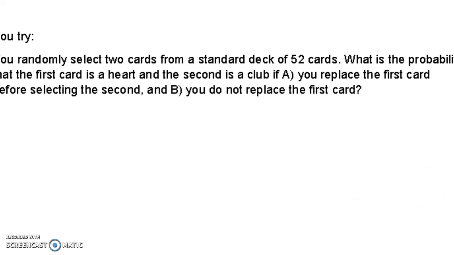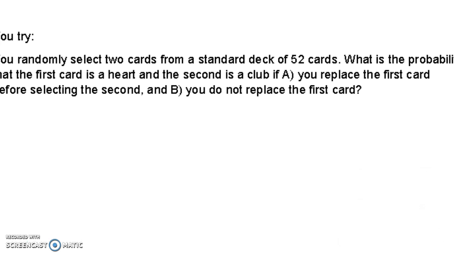So the probability that the first card is a heart. Okay, so there's 4 suits: hearts, diamonds, clubs, and spades. So it would be 1 out of 4, 13 out of 52, probability that it's a heart. Now we put that card back, still 52 in the deck, and so there is a 1 in 4 chance that the card we select second is a club. So 1/4 times 1/4 equals 1/16 is the probability of randomly selecting 2 cards from the deck and having the first a heart and the second a club.